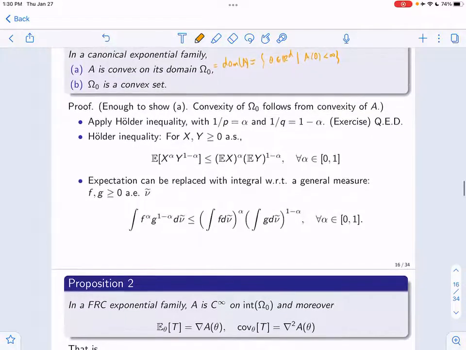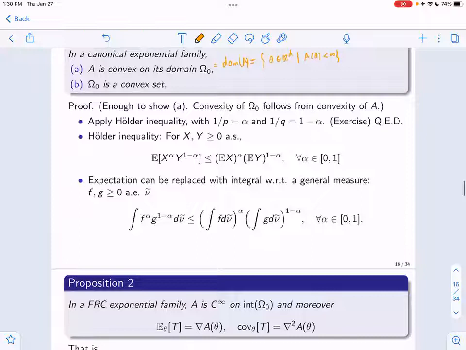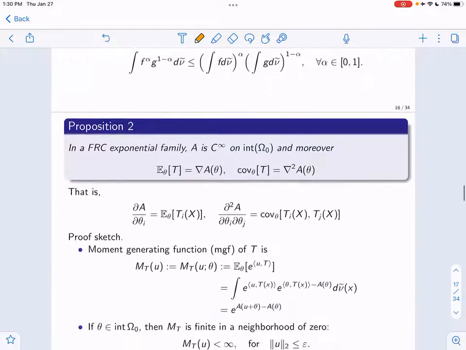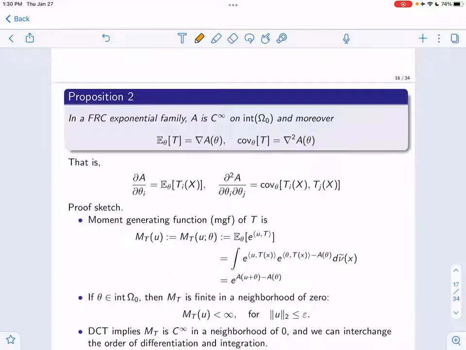Questions about this? Okay, the second point is that in a full rank exponential family, we're going to talk about the properties of A. A has a lot of properties. One is that it's convex, hence its domain is convex. The next one is that A is actually differentiable, and differentiable of all orders. So it's a C infinity function. It's smooth basically. So differentiable of first order, the derivative is continuous, and then the second derivative exists and is continuous, and so on.